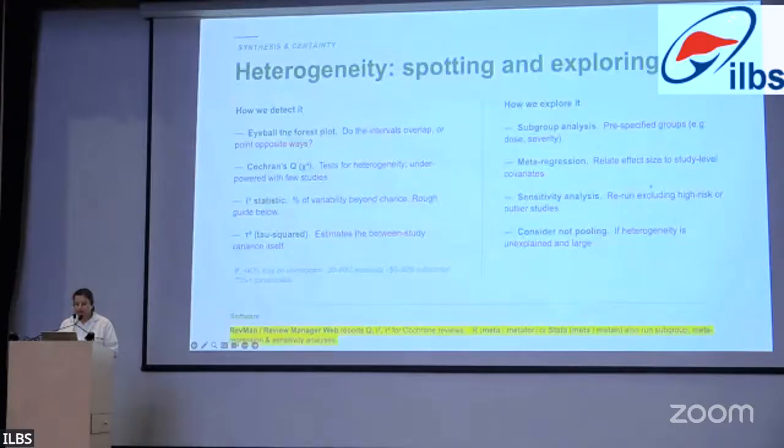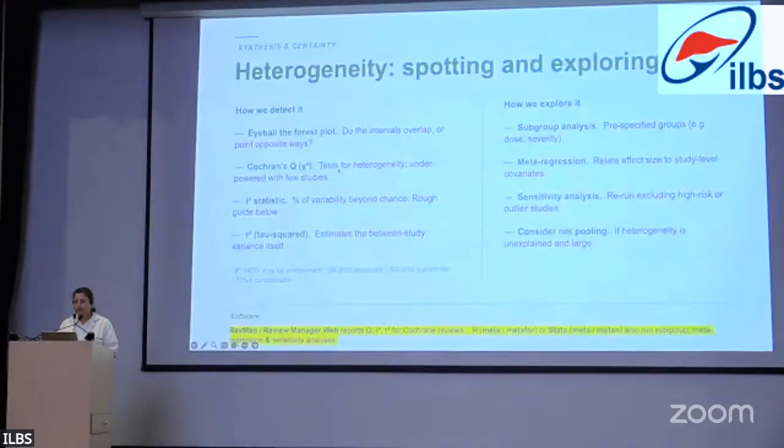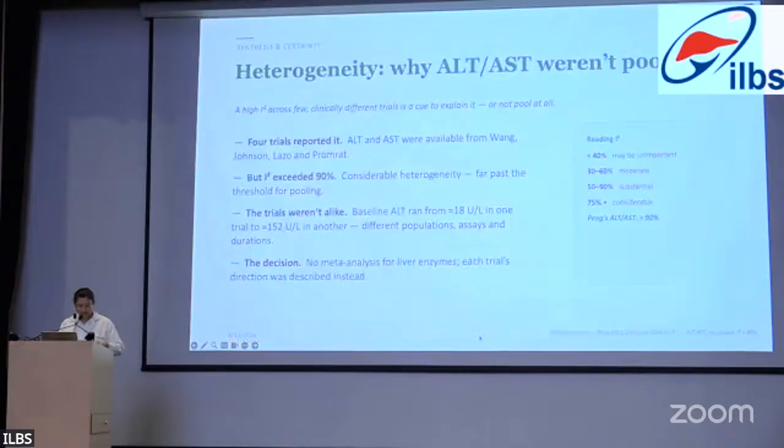To see if heterogeneity is present, first you can just eyeball the forest plot. Otherwise we calculate it. There are 3 calculations: Cochran's Q, the I square statistic, and tau squared. Generally we say that if I square is more than 75%, we do not pool the studies because they are too different. You calculate Q, I square and tau square through RevMan or RevMan Web for Cochrane reviews, and you can also use R in certain cases.